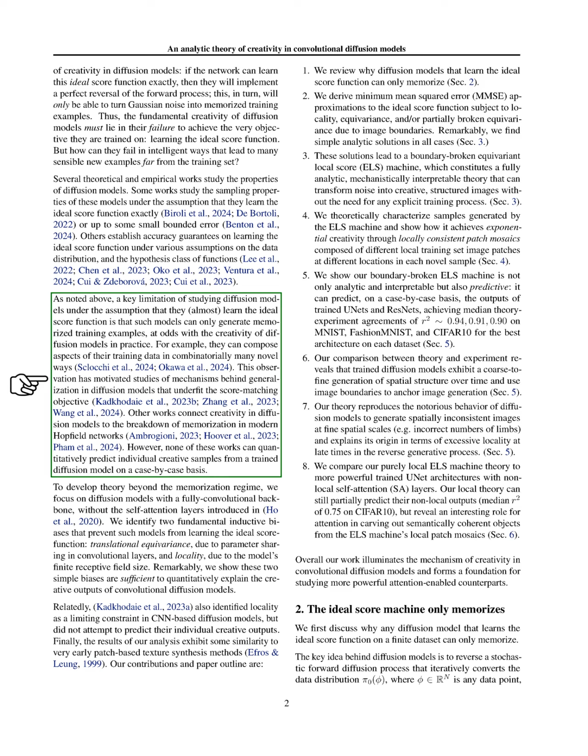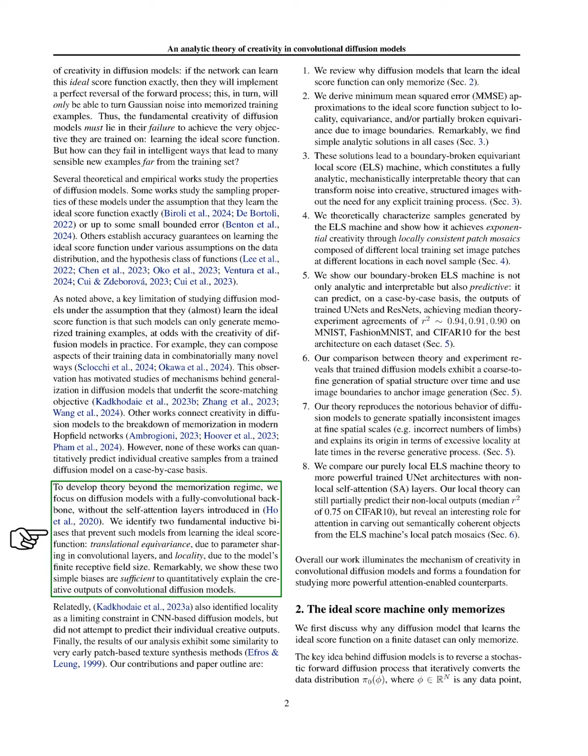their generalization. We identify two key biases that prevent convolutional diffusion models from learning the ideal score function: translational equivariance from parameter sharing in convolutional layers and locality due to the model's limited receptive field size. We demonstrate that these biases are sufficient to explain the creative outputs of these models. Our analysis also shows similarities to early patch-based texture synthesis methods.